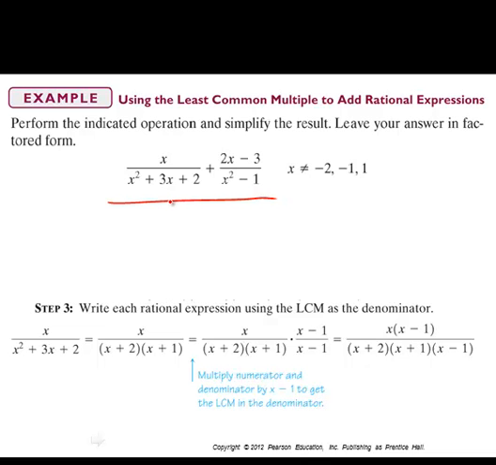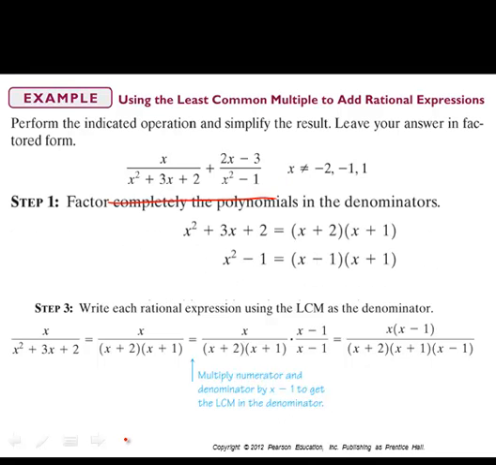Now, notice that the fraction on the left, its denominator, factors as x plus 2 times x plus 1. For the second fraction, that denominator factors as x minus 1 times x plus 1. So there's the complete factorizations. Now, notice that both of those polynomials from the denominators have a common factor of x plus 1.